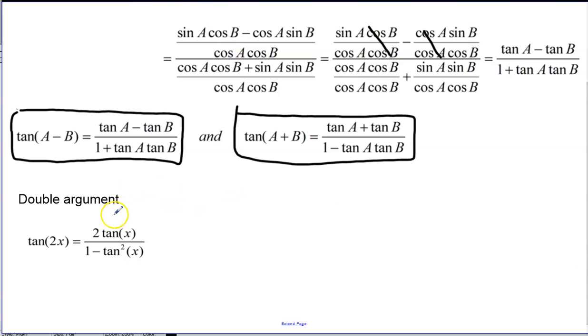First of all, the double argument property for tangent we're going to find the same way as we would for cosine and sine. We would replace A and B both with x. So if you have tangent x and tangent x, that becomes 2 tangent x. And then tangent x times tangent x would become tangent x squared. So this would be the double argument property for tangent of 2x. Now that's going to lead us then to a really important property that's used in calculus.